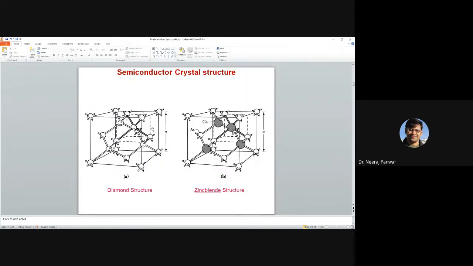If you recall the condensed matter physics discussion, we discussed the diamond structure in detail. Can anybody tell me what is the crystal structure of diamond? Is it tetragonal, orthorhombic, BCC, FCC, simple cubic? What is it?